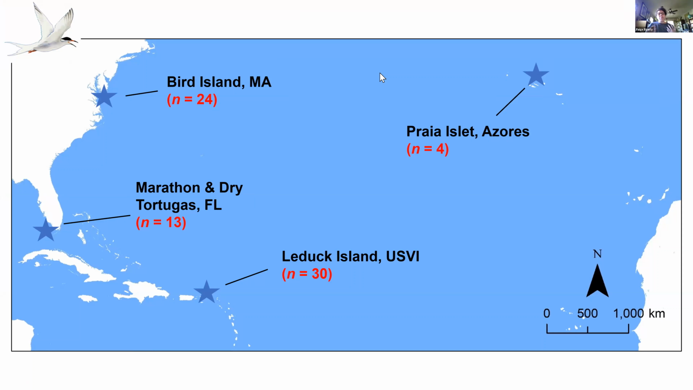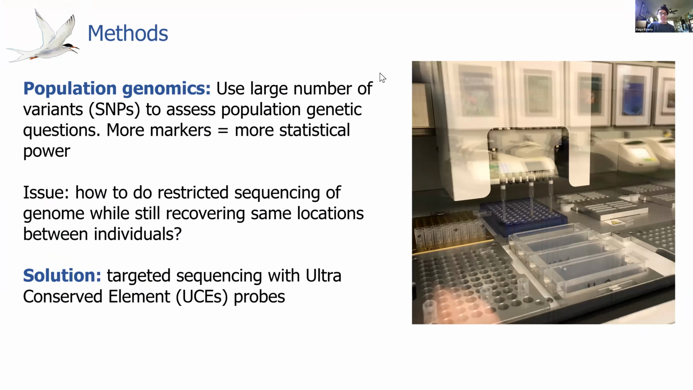The basic foundation of population genomics is that we're using large numbers of these variant sites called single nucleotide polymorphisms, or SNPs, to assess population genetic questions. And kind of the idea is that the more SNPs we have, the more statistical power we have to resolve these population genetic questions and questions of relatedness.